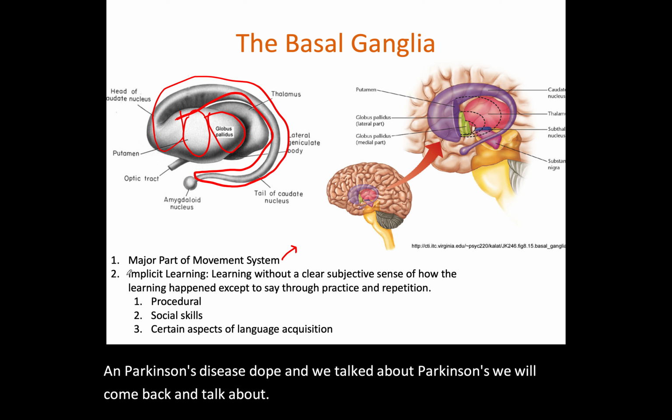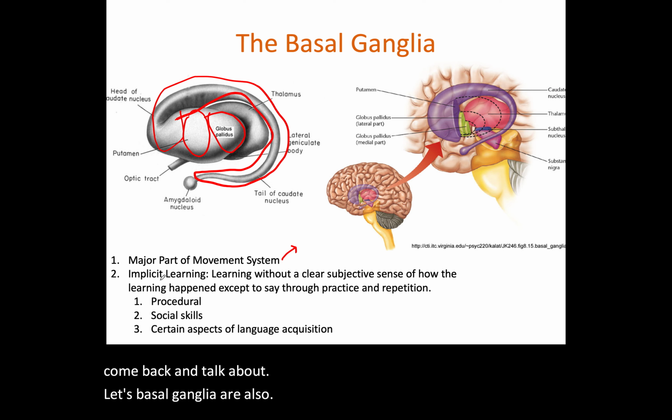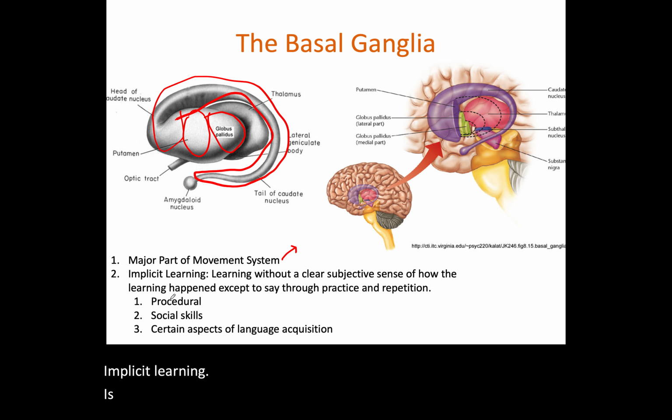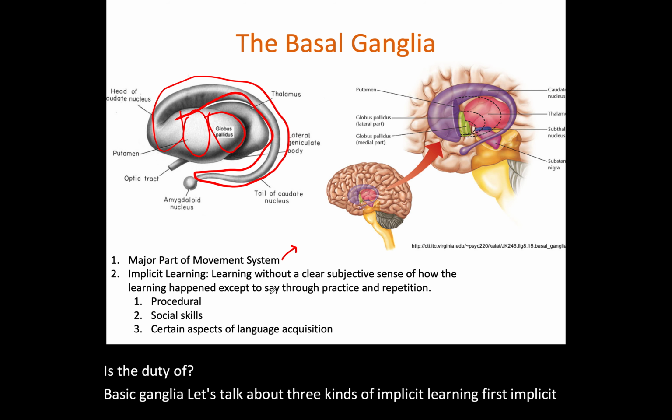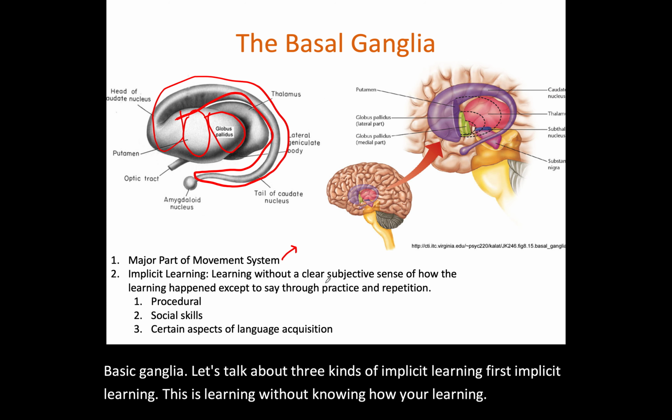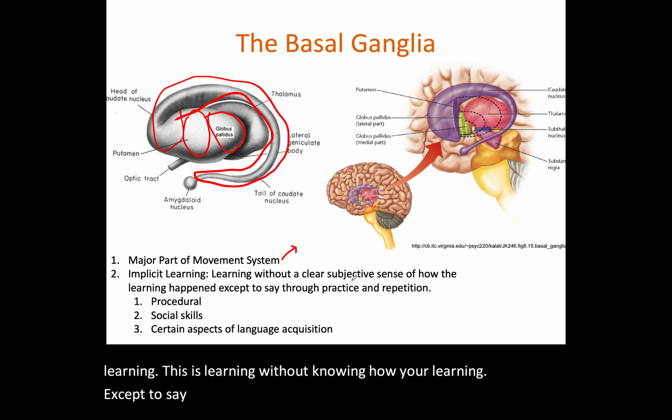But the basal ganglia are also in charge of the third kind of learning we're covering. Just as review, episodic learning and spatial navigation learning were hippocampal duties. Implicit learning is a duty of basal ganglia. Let's talk about three kinds of implicit learning. First, implicit learning. This is learning without knowing how you're learning, except to say, practice, repetition, slowly, I got it.